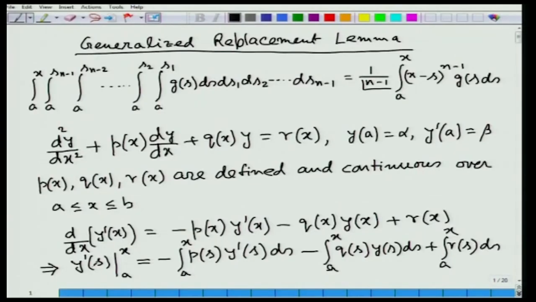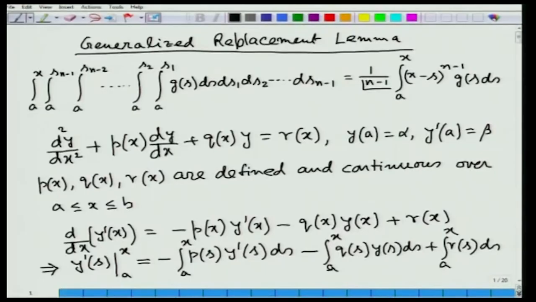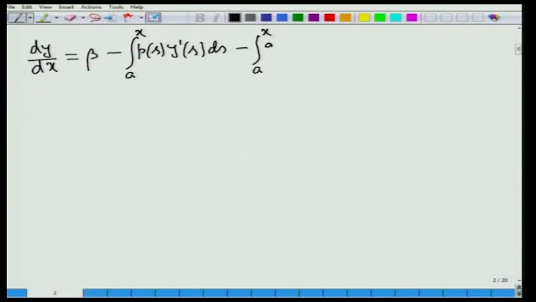Now, on the left hand side, it will be y dot(x) minus y dot(a), and y dot(a) is already given, this is beta. So, the left hand side will be y dot(x) minus beta, and we can shift this beta onto the right hand side to get the result that dy/dx, which stands for y dot(x), is equal to beta minus integral a to x p(s) y dot(s) ds minus integral a to x q(s) y(s) ds plus integral a to x r(s) ds.